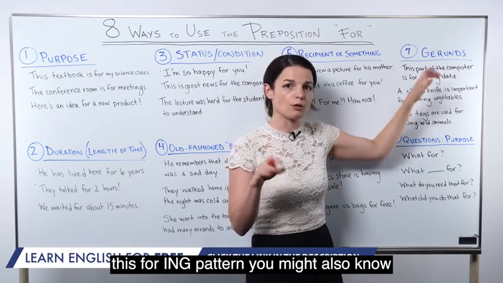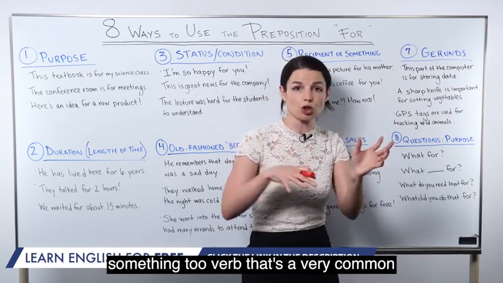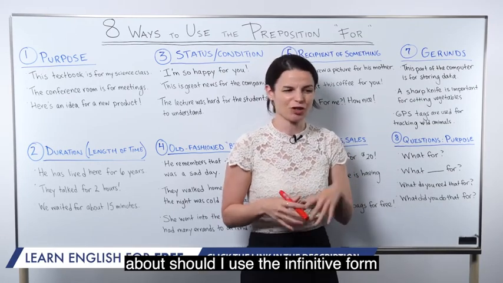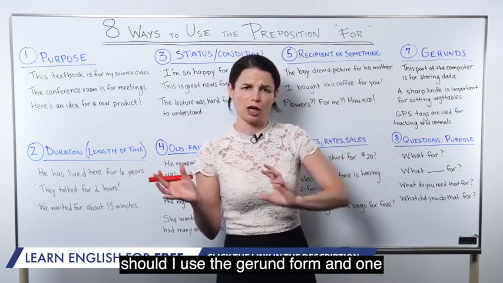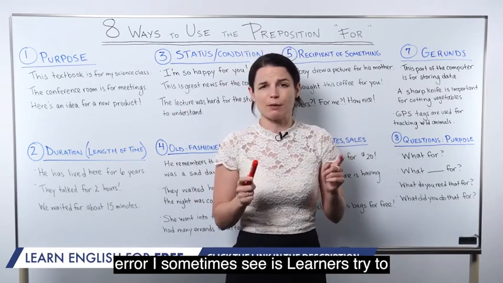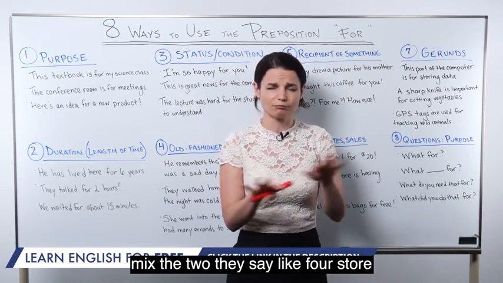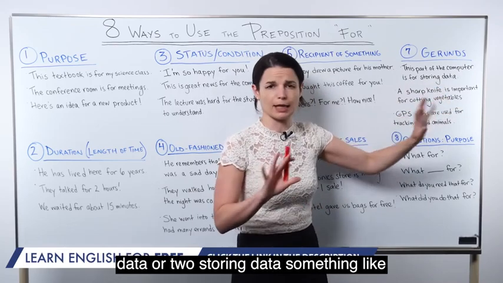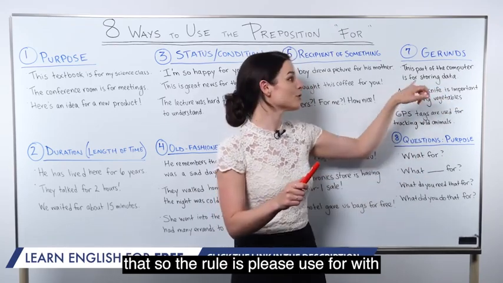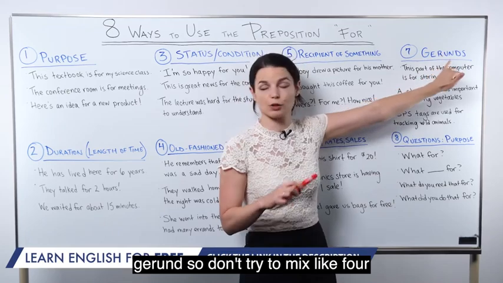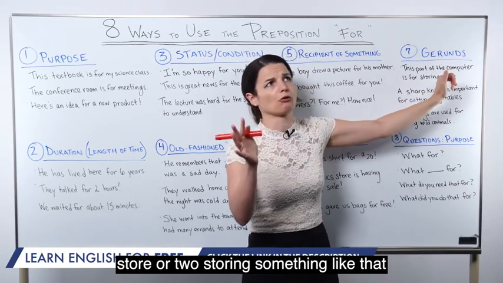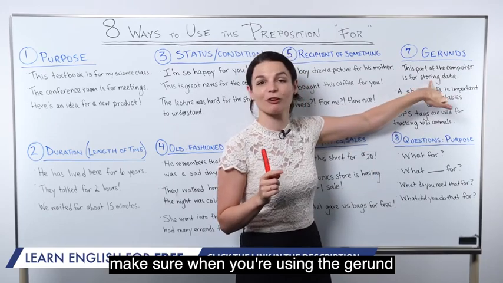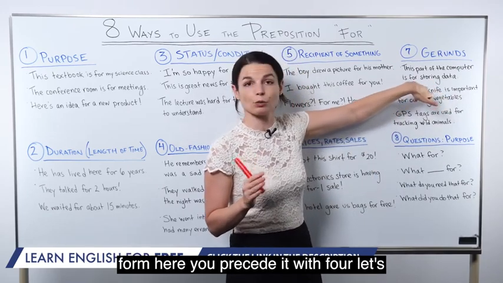You might also know the infinitive pattern, something to verb. That's a very common thing that we maybe run into questions about. Should I use the infinitive form? Should I use the gerund form? And one error I sometimes see is learners try to mix the two. They say like, for store data or to storing data, something like that. So the rule is please use for with gerund. Don't try to mix, like for store or to storing. Make sure when you're using the gerund form here, you precede it with for.